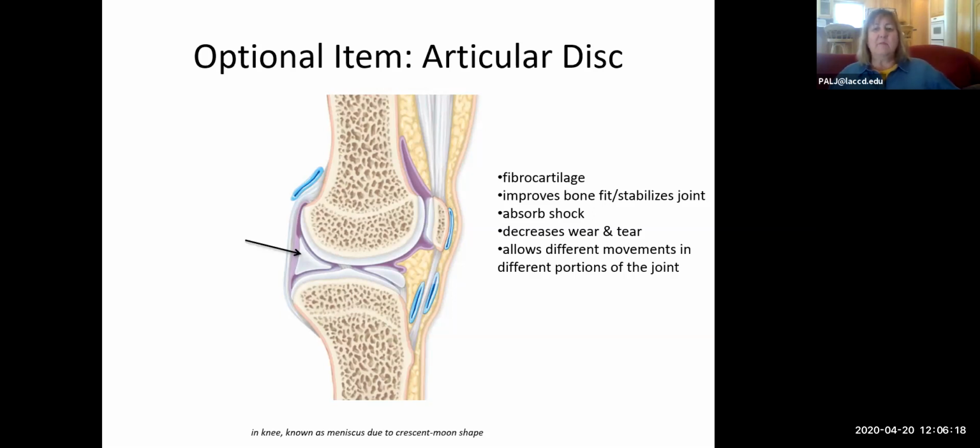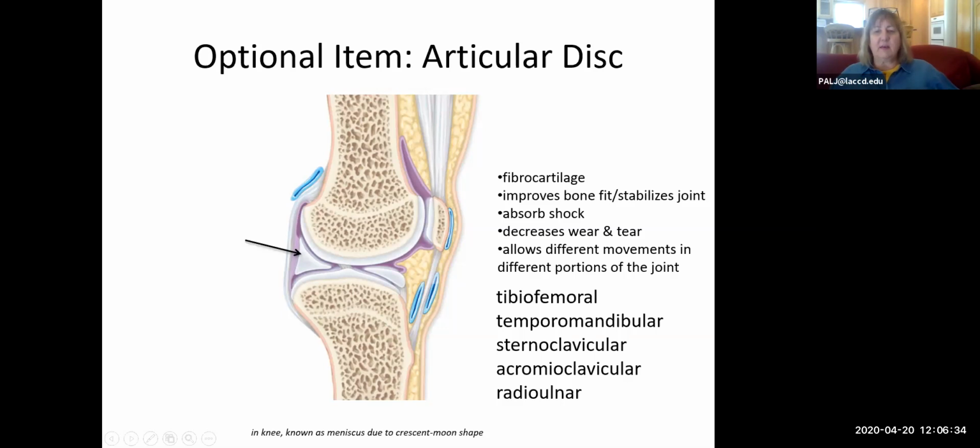Okay. And then if you go on in physical therapy, you will learn about how these allow different movements in different parts of the joint, but that is not anything we're going to learn about in this introductory anatomy class.